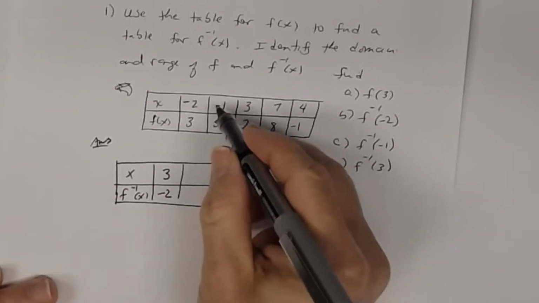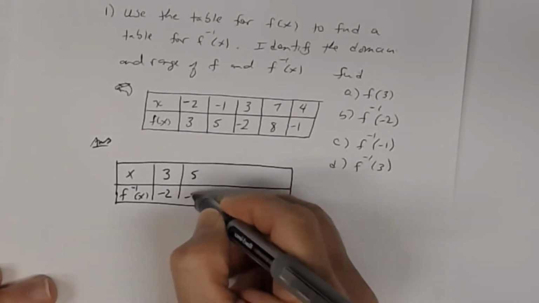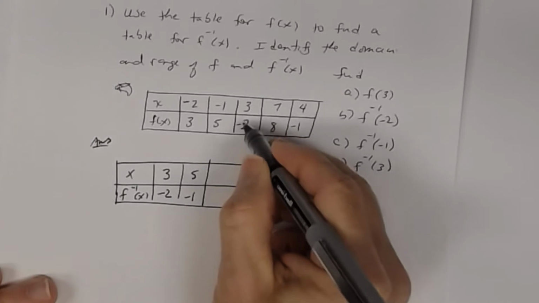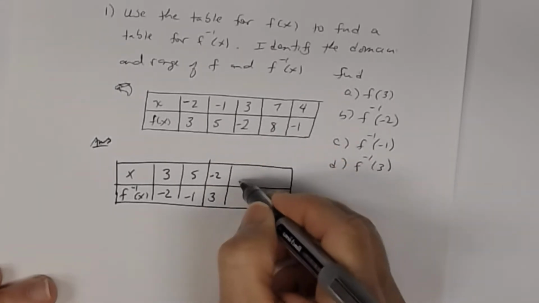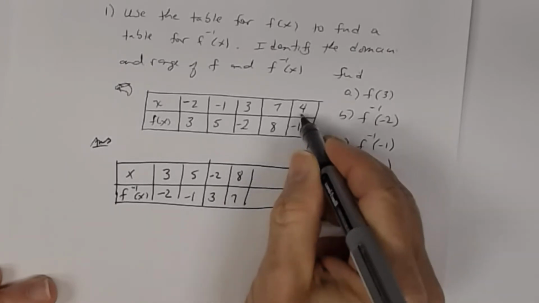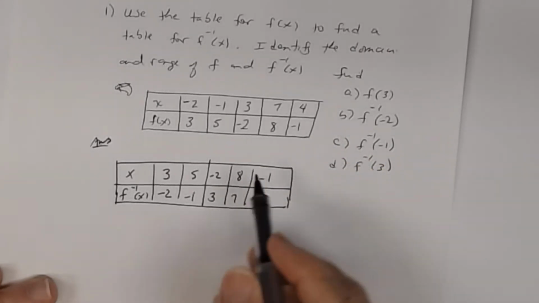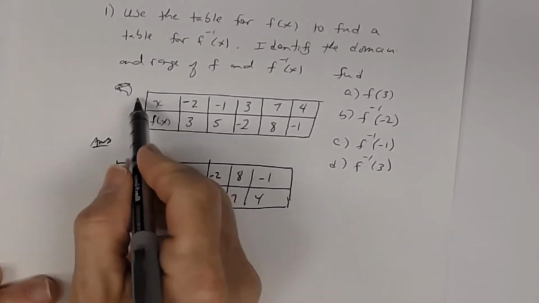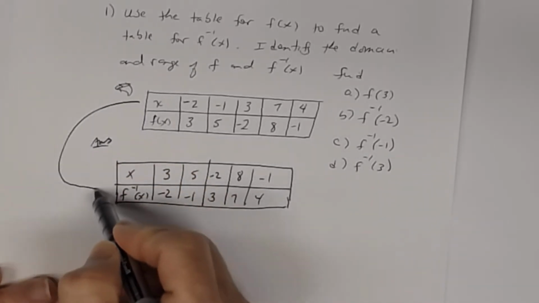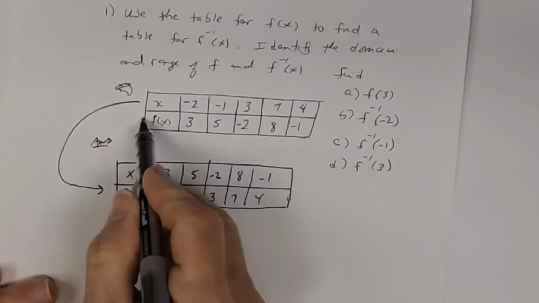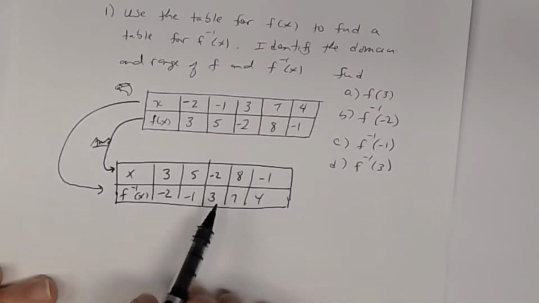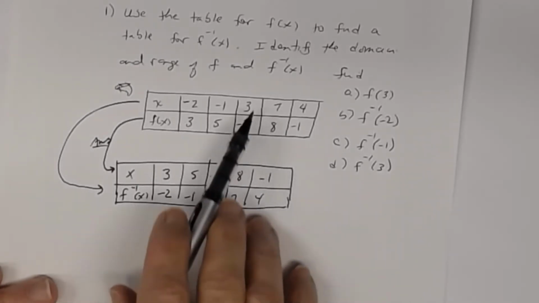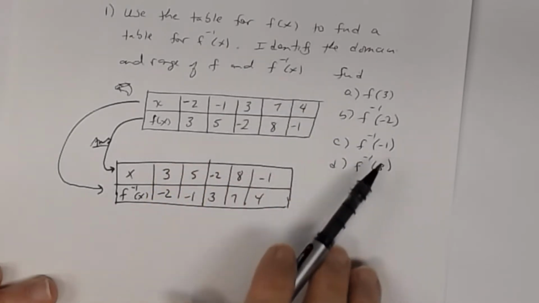All right, so negative 1, 5 becomes 5, negative 1, okay? 3, negative 2 becomes negative 2, 3, and so on. 7, 8 becomes 8, 7. 4, negative 1 becomes negative 1, 4. So remember this right here, the x becomes the y of your inverse, and the y becomes the x of your inverse. Okay, so that's important to see that. Now once you get your inverse table, then it's pretty easy to determine the rest.